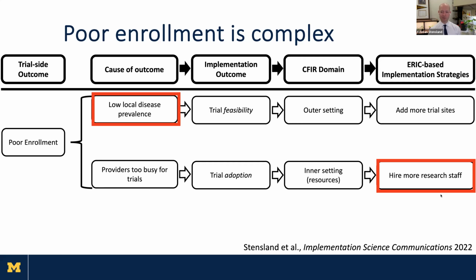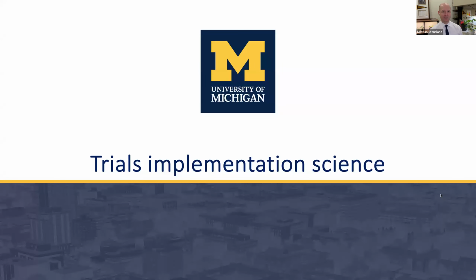So these are some pretty simple examples, but there are a lot of nuanced situations where trial improvement interventions could be designed in a really targeted way. And we'll talk a little bit later about how we're applying this model to actual trials here at the University of Michigan to try to identify areas for improvement and start to design some interventions that could work here a little bit better. But now I want to take a deeper dive into the science of trials, implementation science.